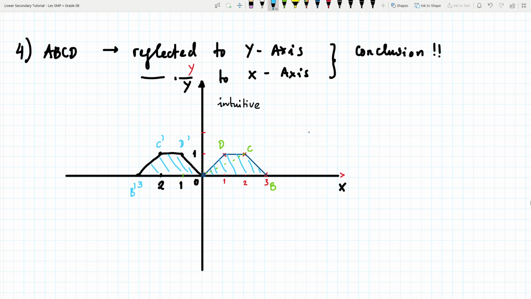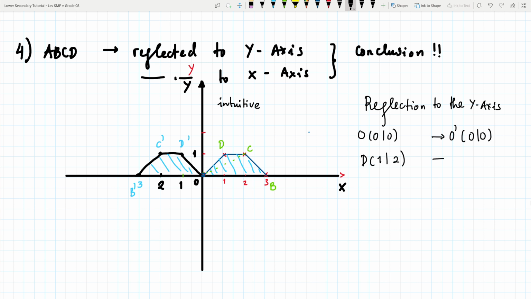Okay, let's see now, and we are going to draw conclusions out of it. So what can you conclude about it? If it's a reflection to the y-axis, you see that the point O, which is 0, 0, stays the same, 0, 0, and we call it O prime. And what about D? What coordinate do you have? 1, 2. It becomes D prime, which has the coordinate of, brother? -1 and 2. That's right.